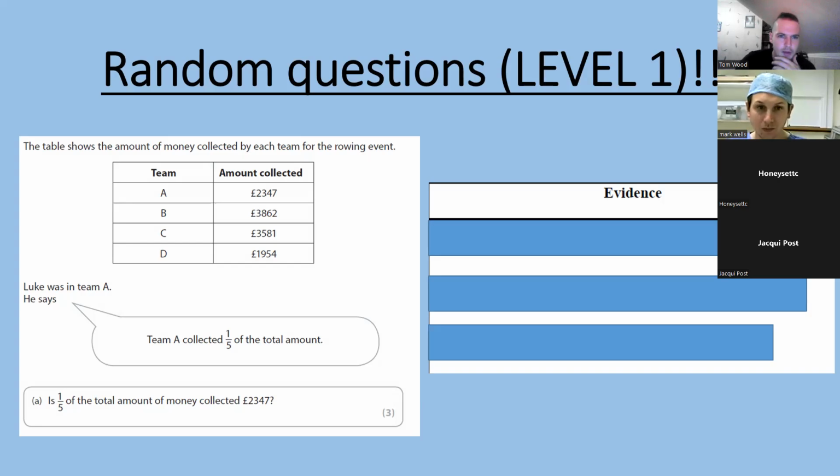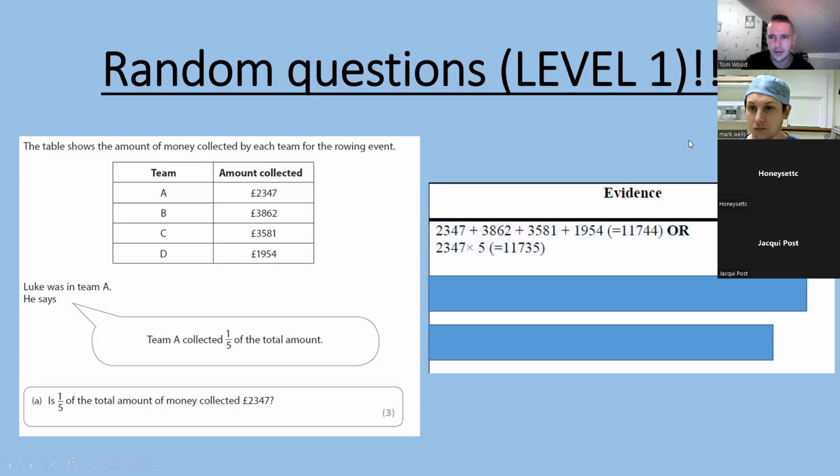For this one here, it's a 3-mark question. The table shows the amount of money collected by each team for the rowing event. Luke was in Team A, and he says that Team A has collected 1/5 of the total amount. This is a nice question because it clearly says that 1/5 of the total amount is this much, which is 2348.8.